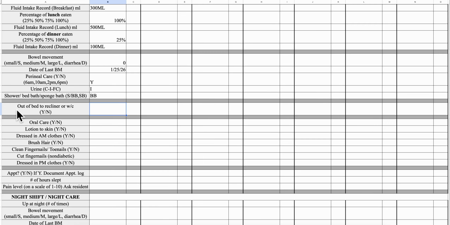And in this question, the next paragraph is asking, did they get out of bed to the recliner or to the wheelchair? I'll say yes. They got up today, and maybe the next day they don't get up, then my answer would be no. They stayed in bed all day today.